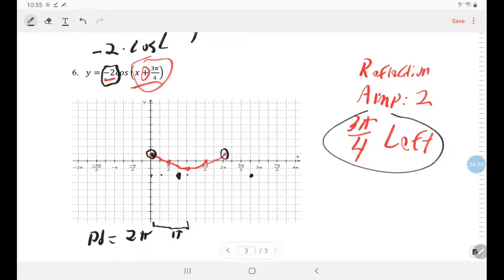Now, halfway between there, like I have a beginning and I have an end, halfway between there, I have a -1. So halfway between there, I will have that -1 multiplied by the -2 from my reflection and my amplitude. So -1 times -2 is really 2. So halfway between my beginning and my end point, which is 1, 2, 3, 4 little grids, I'm going to be up here at 2.